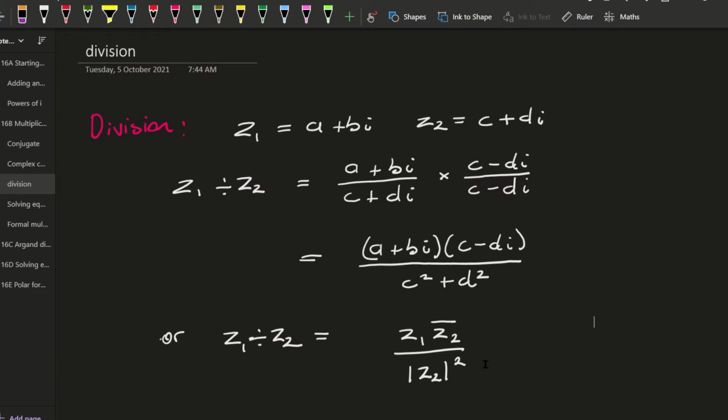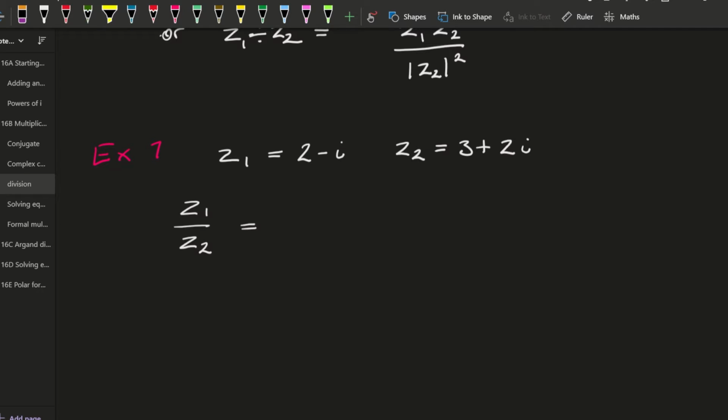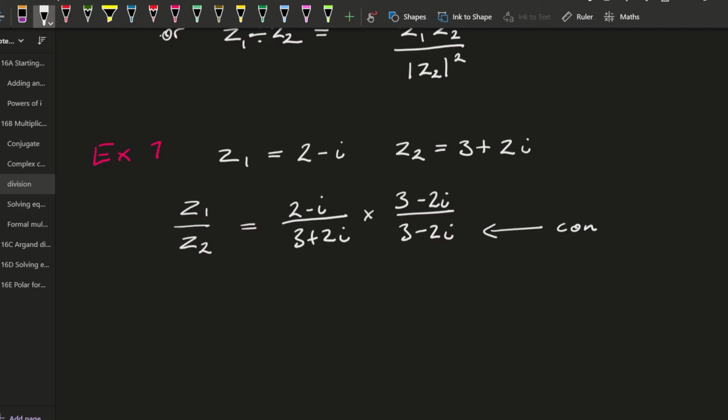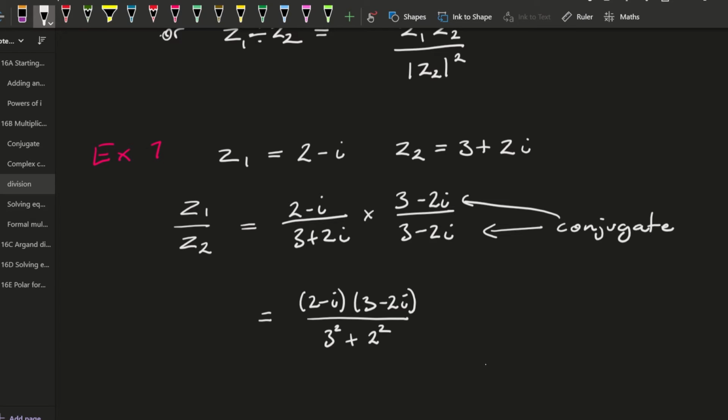So let's go on and have a go at one of these. Here is our Z1, it's 2 minus i, and Z2 is 3 plus 2i. If we were to divide Z1 by Z2, we should just sub in those values first, then multiply by the conjugate of the denominator, divided by the conjugate of the denominator. Okay, I'll just put a note here, that's the conjugate. Well, they both are. We could work out the denominator, but we should know by now that it's 3 squared plus 2 squared, and the numerator will be 2 minus i times 3 minus 2i.